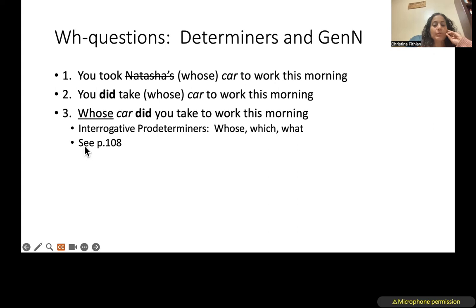So nevertheless, I'm posting some pages under week 12. They're under week 11 at the moment, but we didn't get to them last week. So I'm going to move them to week 12. Take a look at page 108 for determiners and Gen N. And that's going to help you to figure out how to diagram these.